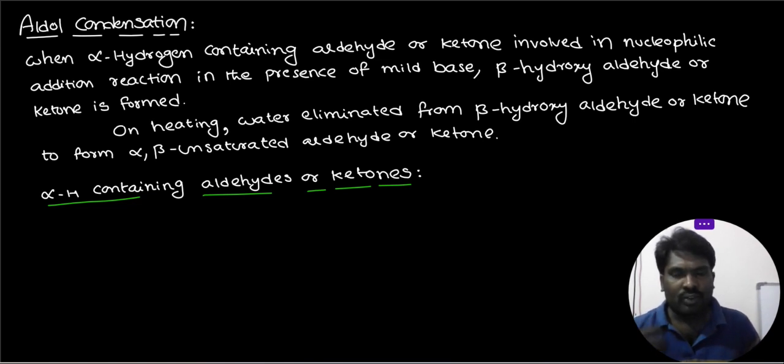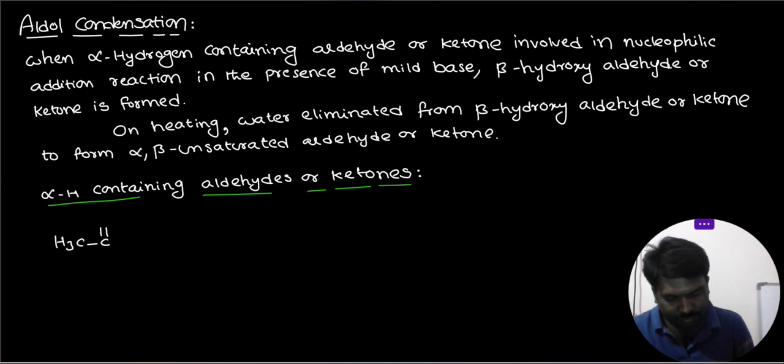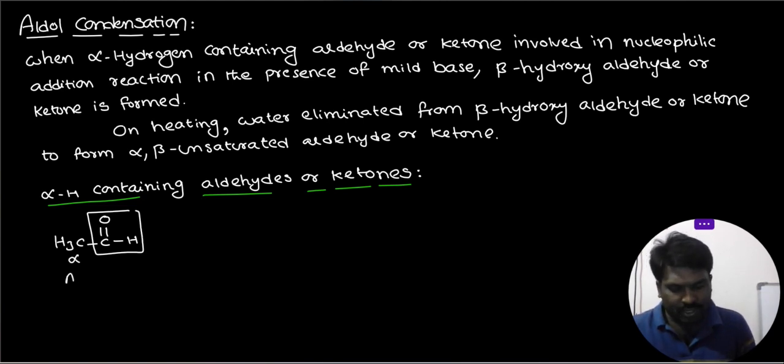So, which compounds are involved in aldol condensation? Alpha hydrogen containing aldehydes or ketones. Example, acetaldehyde. This is the functional group, and the adjacent carbon is alpha. So acetaldehyde is involved in aldol condensation.